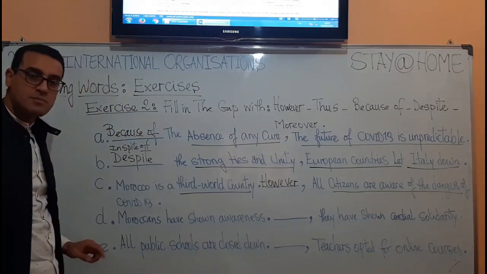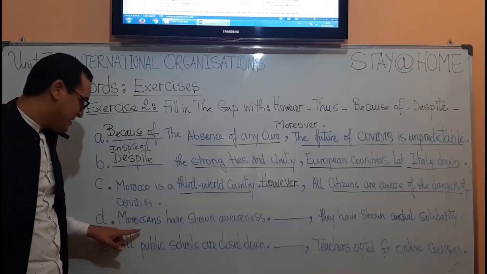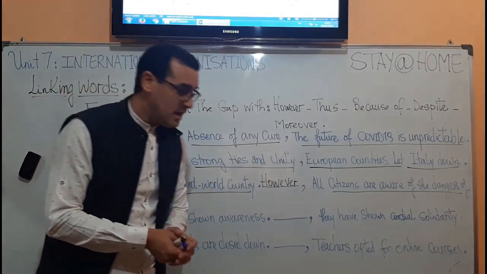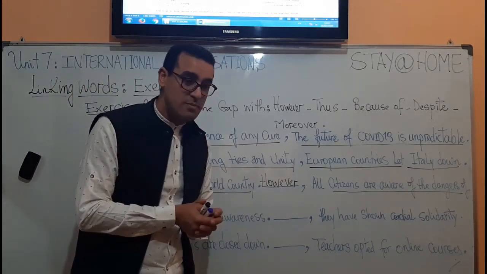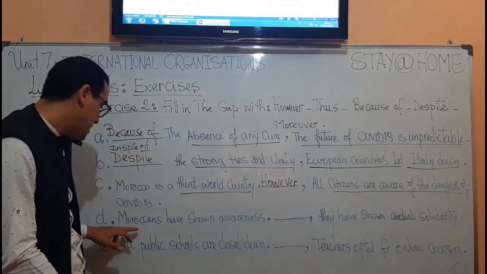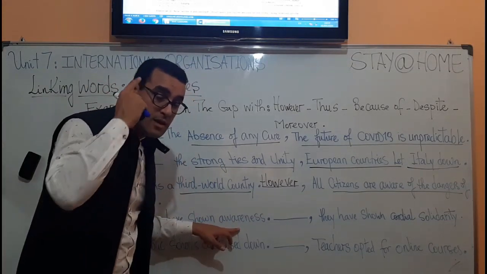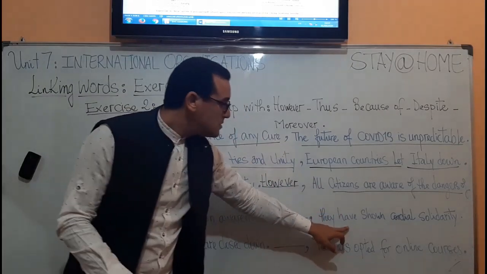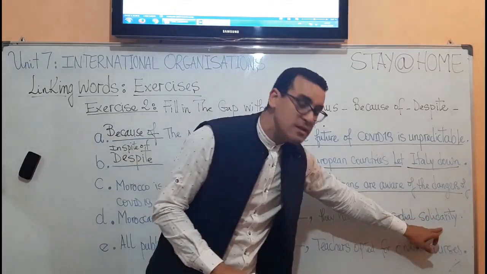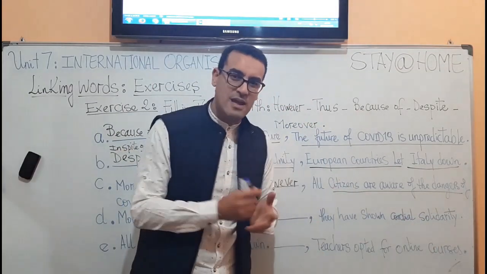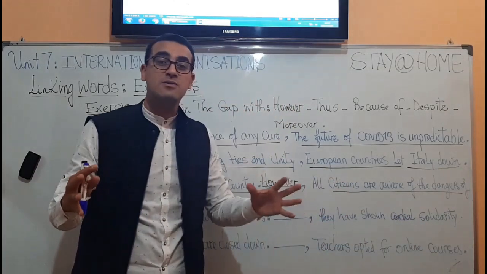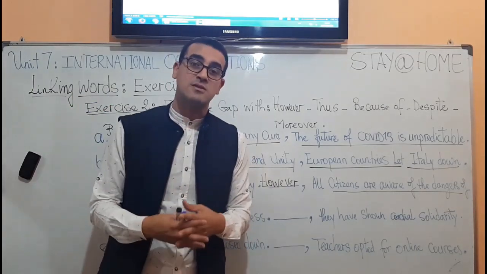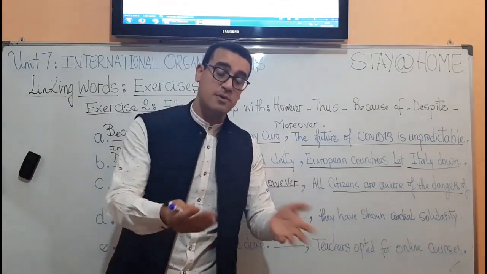Let's move on to D. It's another example about Moroccans. So Moroccans have shown awareness at this critical period and situation of the spread of this virus. Moroccans have shown awareness. They actually paid attention. They are conscious of the dangers. They have shown cordial solidarity. All Moroccans have shown solidarity. They have tried to actually help each other, especially the poor category, the poor class. So all the rich people are trying to help the poor people.